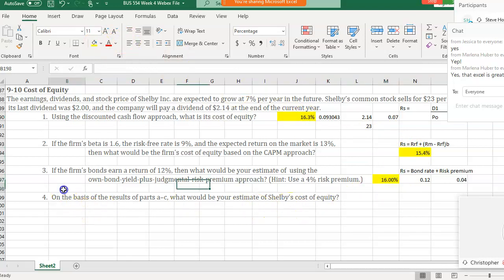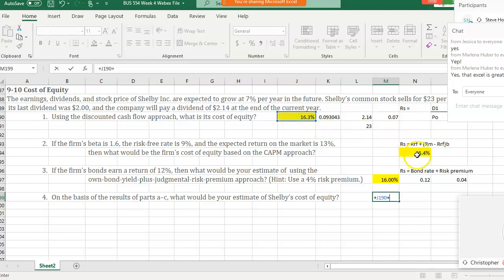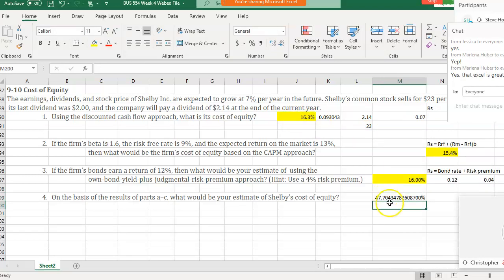And it said, what would be your estimated cost of equity based on this? Well, a great way to do this would be to sum the three, okay, and then divide by 3. So take those three numbers and divide them by 3, and that would be a great approach to use. Okay, and I get 15.9%. And that would be the answer, 15.9%.